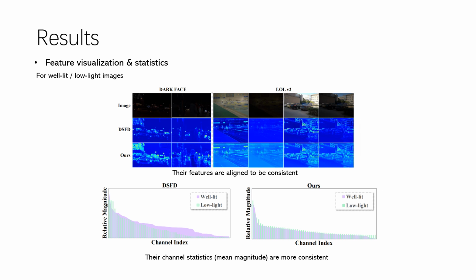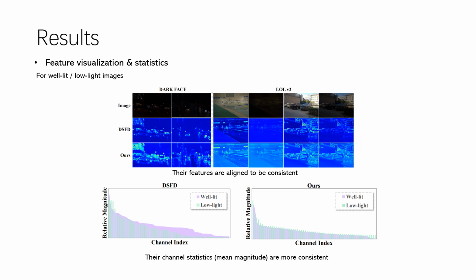First, for well-lit and low-light images, we visualize their features and also show their statistics. We show that on real low-light images, like DarkFace images, compared with the base detector DSFD, our method DINet shows more details in the features. And for paired well-lit and low-light images from LOL V2, we show more consistent features regarding the details.